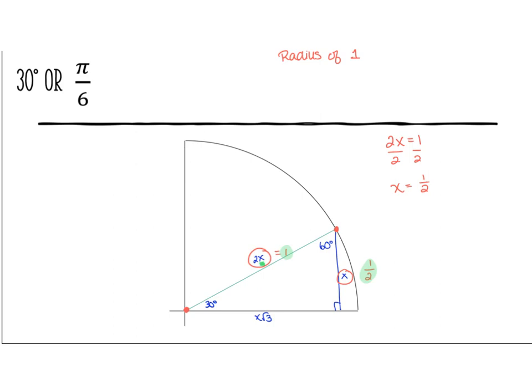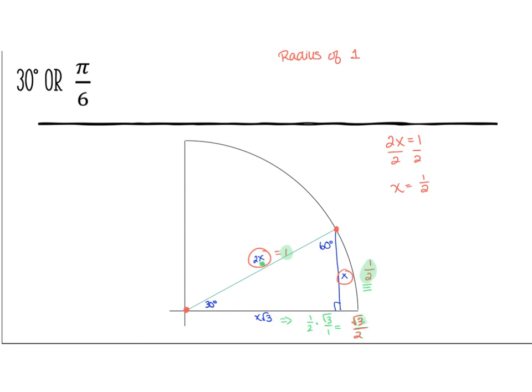Now we need to solve for the third side. So x square root of 3, I'm going to plug in that 1/2 that is x, in for x to give me 1/2 times the square root of 3 over 1, which when I multiply that through is the square root of 3 over 2. Let me change that to red so I can highlight it for you guys. Square root of 3 over 2.